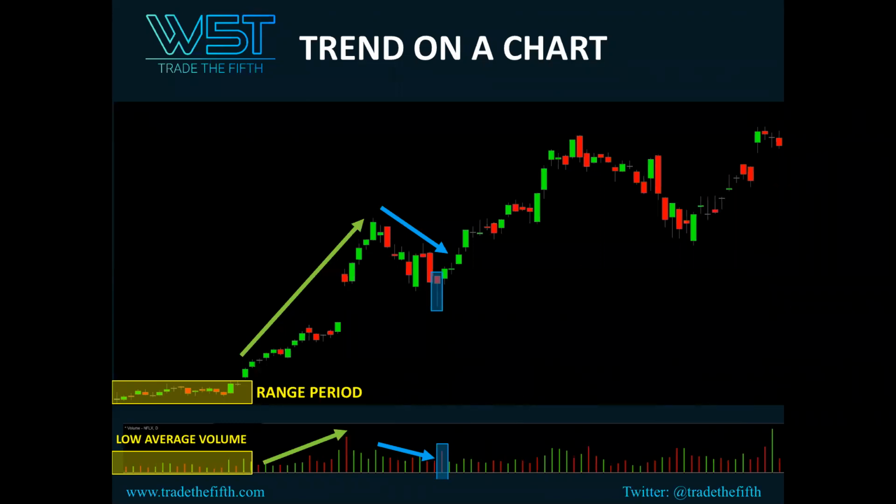And then the following day, we get a green day. We never get a bigger volume day after that, but we get a green day. So in theory, we're starting to pull back away, the momentum starting to build again.